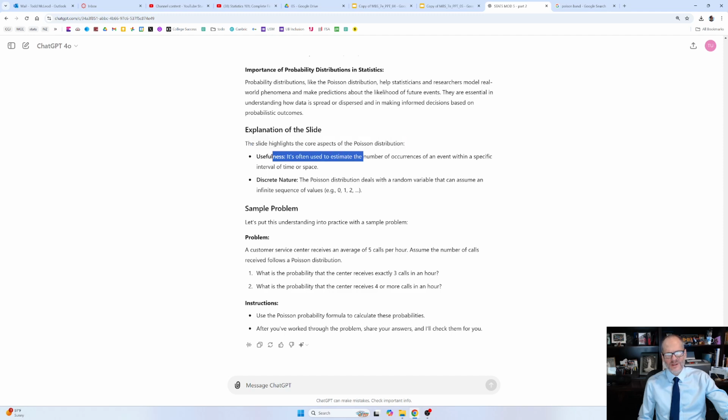Usefulness: it is often used to estimate the number of occurrences of an event within a specific interval of time or space. Discrete: the Poisson distribution deals with the random. We already know those things. Sample problem. Let's put this understanding in practice with a sample problem.